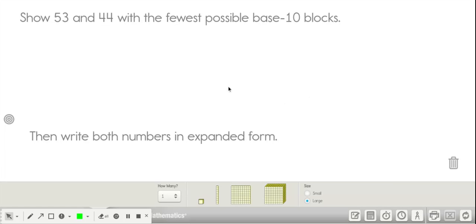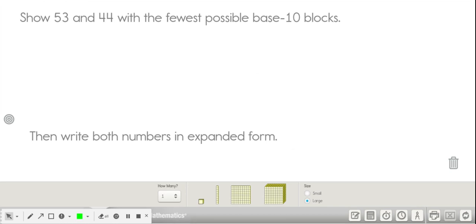All right, guys, so here we go. We are going to get started on our mental math for today. So our question is to show 53 and 44 with the fewest possible base 10 blocks, and then to write them in expanded form. And then we're going to talk about how base 10 blocks and expanded form are similar and how we can compare them.